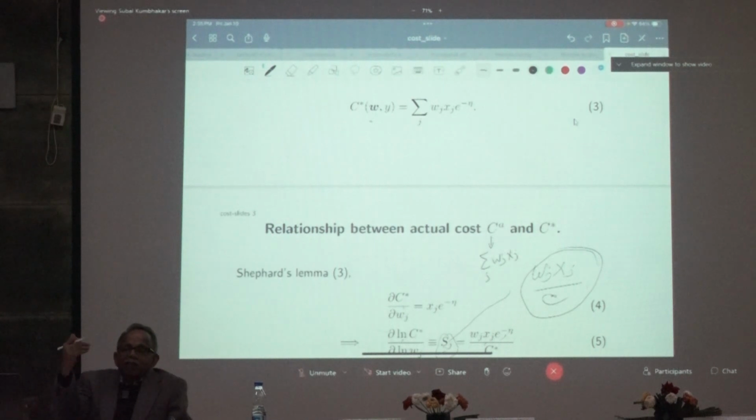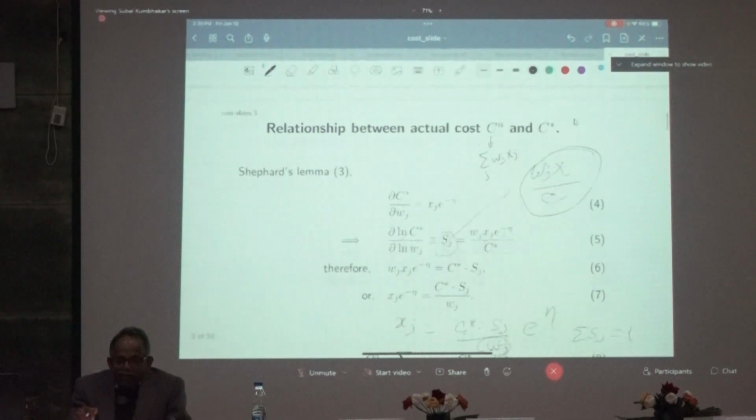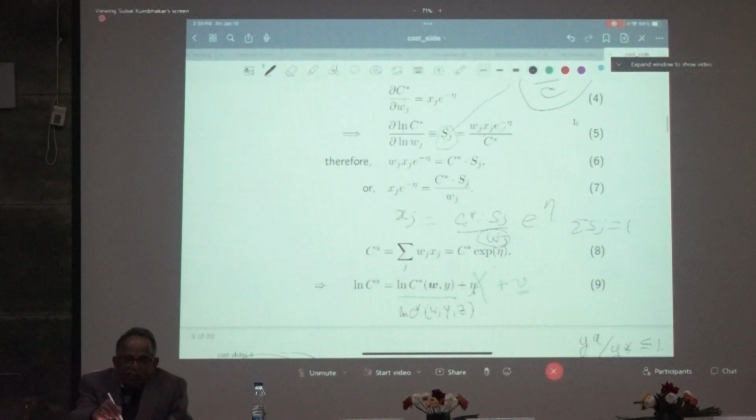Every input is used by 10% more. So by how much is cost going to be increased? 10%, right? As simple as that. Here I have a few lines of math, but in the end, what you get is this: actual cost is minimum cost plus eta, because eta tells you by how much the inputs are increased, and therefore cost is going to be increased by the same proportion. So log of actual cost is log of the minimum cost plus this input oriented inefficiency.